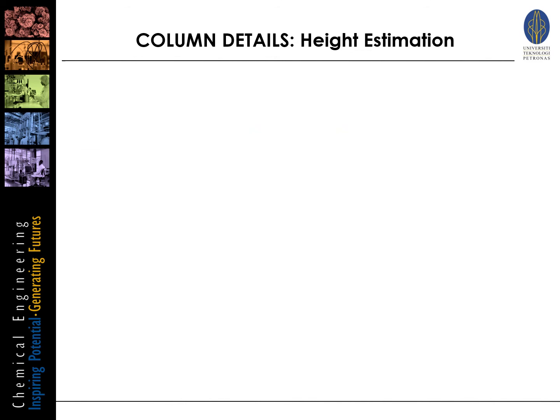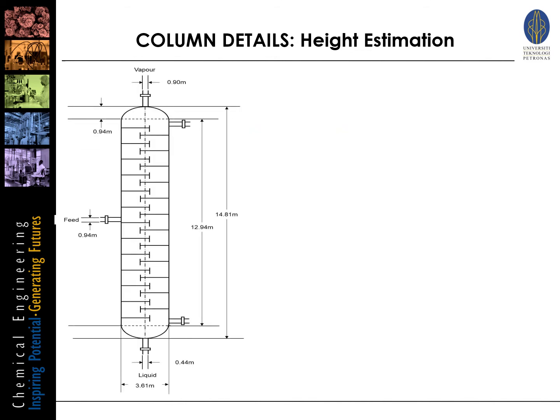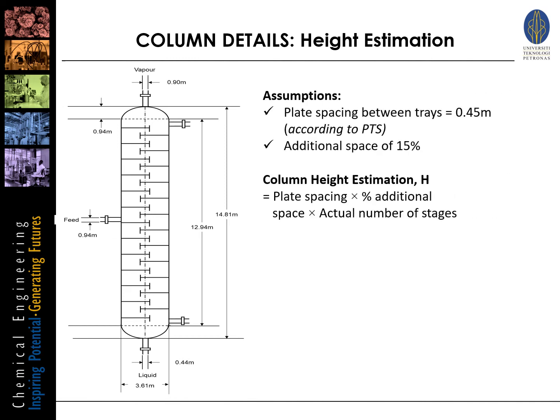Next, let us see the height estimation of the column. So this is basically the diagram of the column. And then before calculating the height, we have to make some assumptions, for which the first one, the plate spacing between the tray edge should be around 0.45 meter, which is according to the Petronas technical standard. And the additional space will be around 15%.